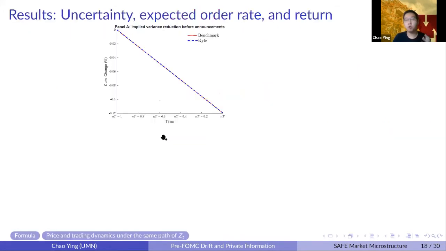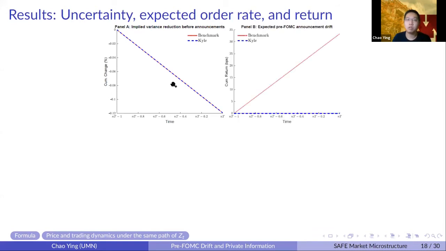Next, I will show you some quantitative implications from this model. Here, the x-axis is the time before announcement, and T is the time that the announcement happens. The first figure plots the uncertainty reduction before announcement. As you can see, the uncertainty reduction pattern is the same for the benchmark and for the Kyle model. The second figure plots the expected pre-FOMC announcement drift. It is only positive under the benchmark, when the market makers are risk compensated.